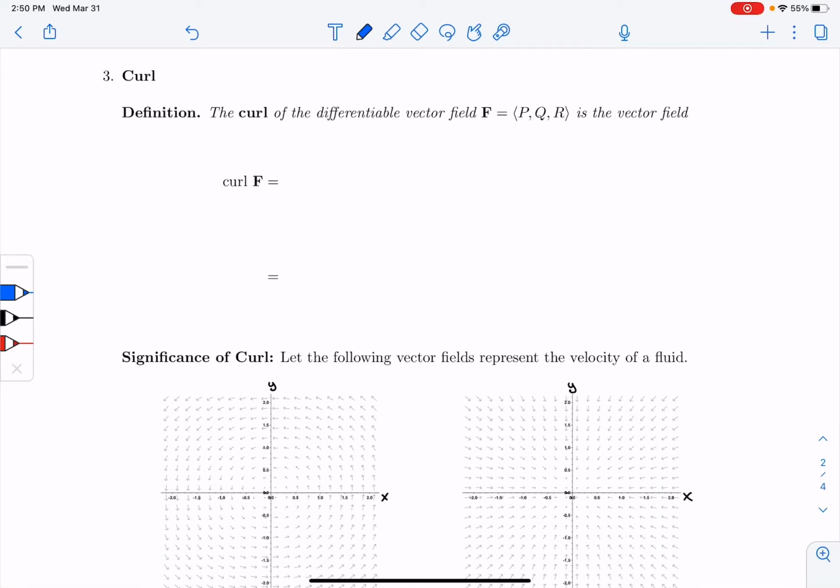We will now consider the curl of a vector field. So the curl of the differentiable vector field F, which is given by P, Q, and R as those component functions of, say, x, y, and z, is the vector field del cross F.